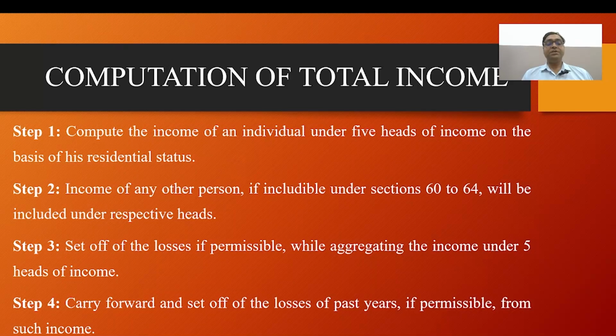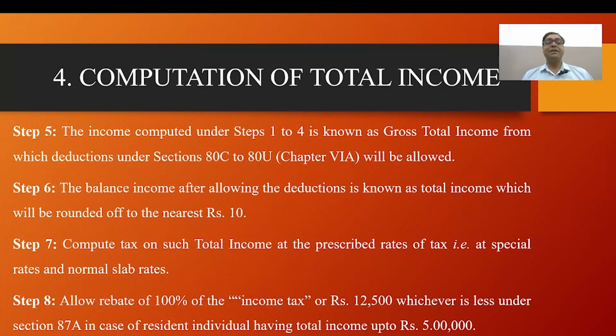Step 4 is carry forward and set off of losses of past years, if permissible, against such income. If we can carry forward the losses, we can take a decision regarding capital gain. Step 5 is that the income computed under steps 1 to 4 is known as gross total income, from which deductions under sections 80C to 80U are allowed. I will discuss sections 80C to 80U in more detail, and they will be allowed in step 5.